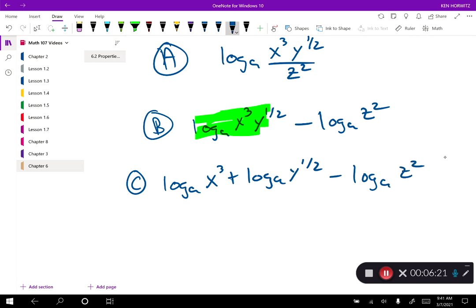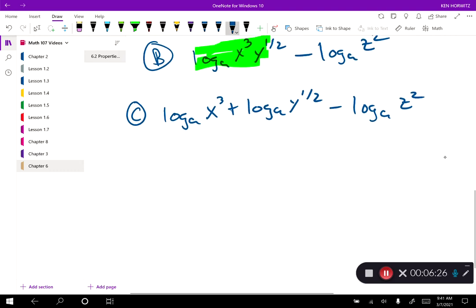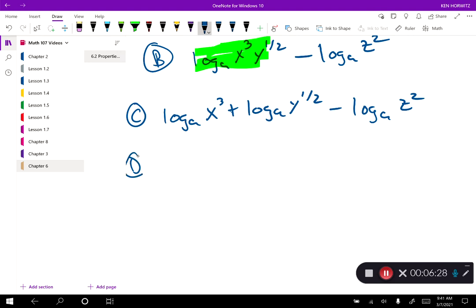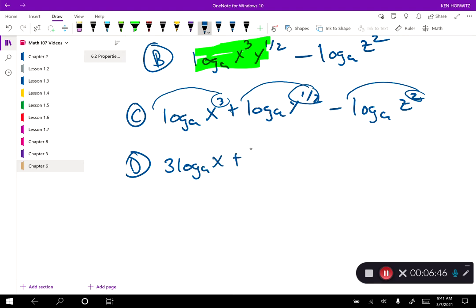All right, now I'm almost done. Remember, I want everything in first powers. So the last thing I'm going to do, call that step D or step 4, is I'm going to take all of my powers and use my power property and bring them out front of my expression. So I'm going to have 3 log a of x plus 1/2 log a of y minus 2 log a of z.